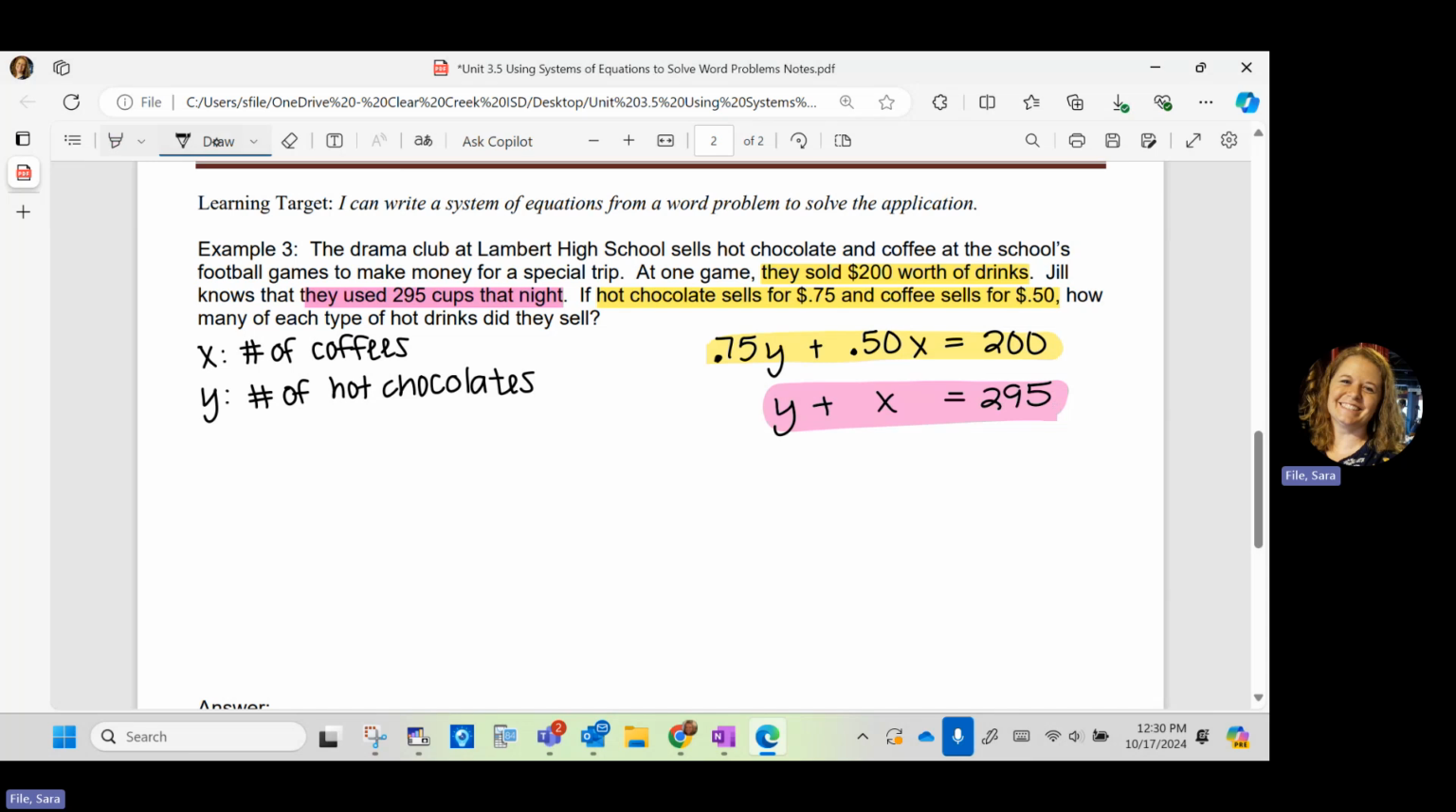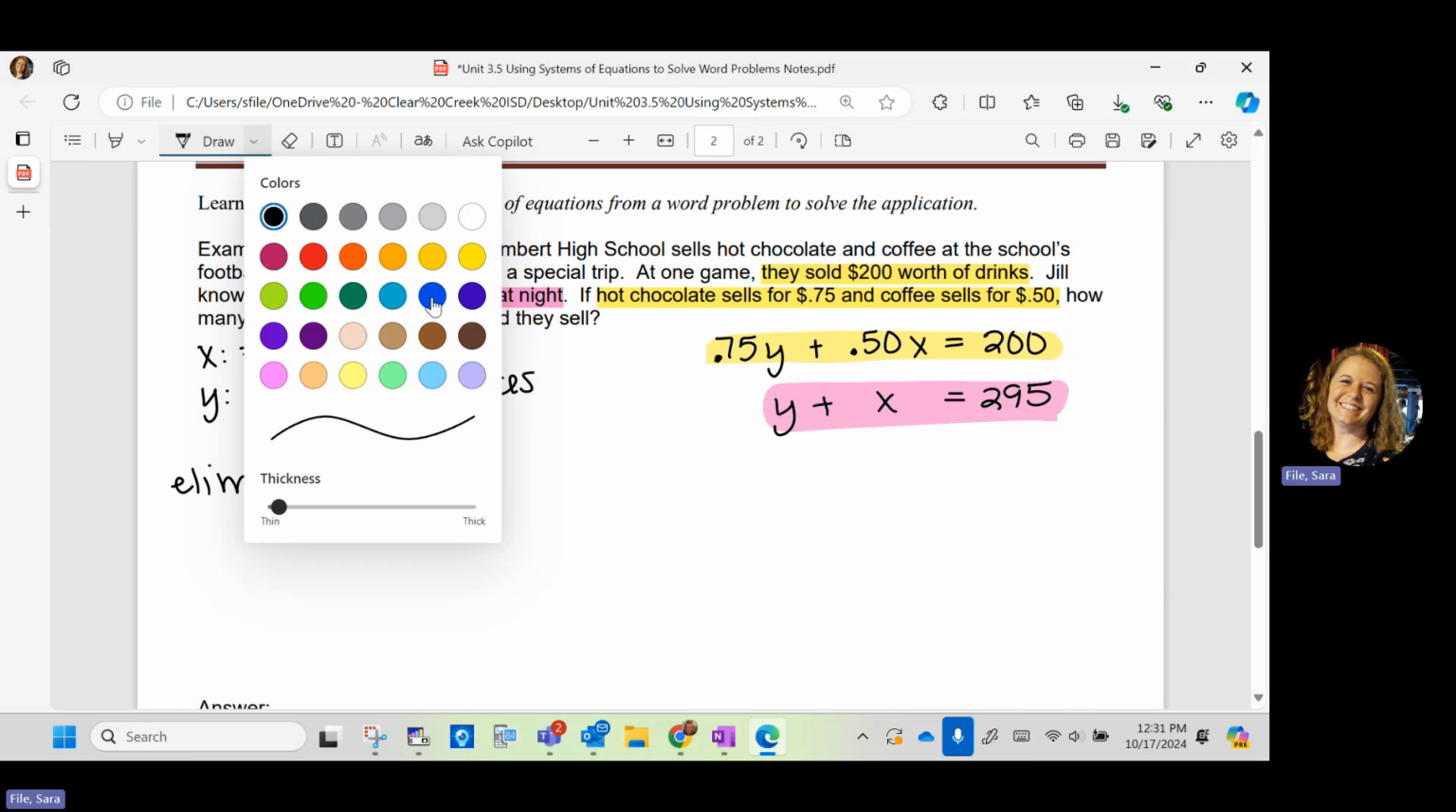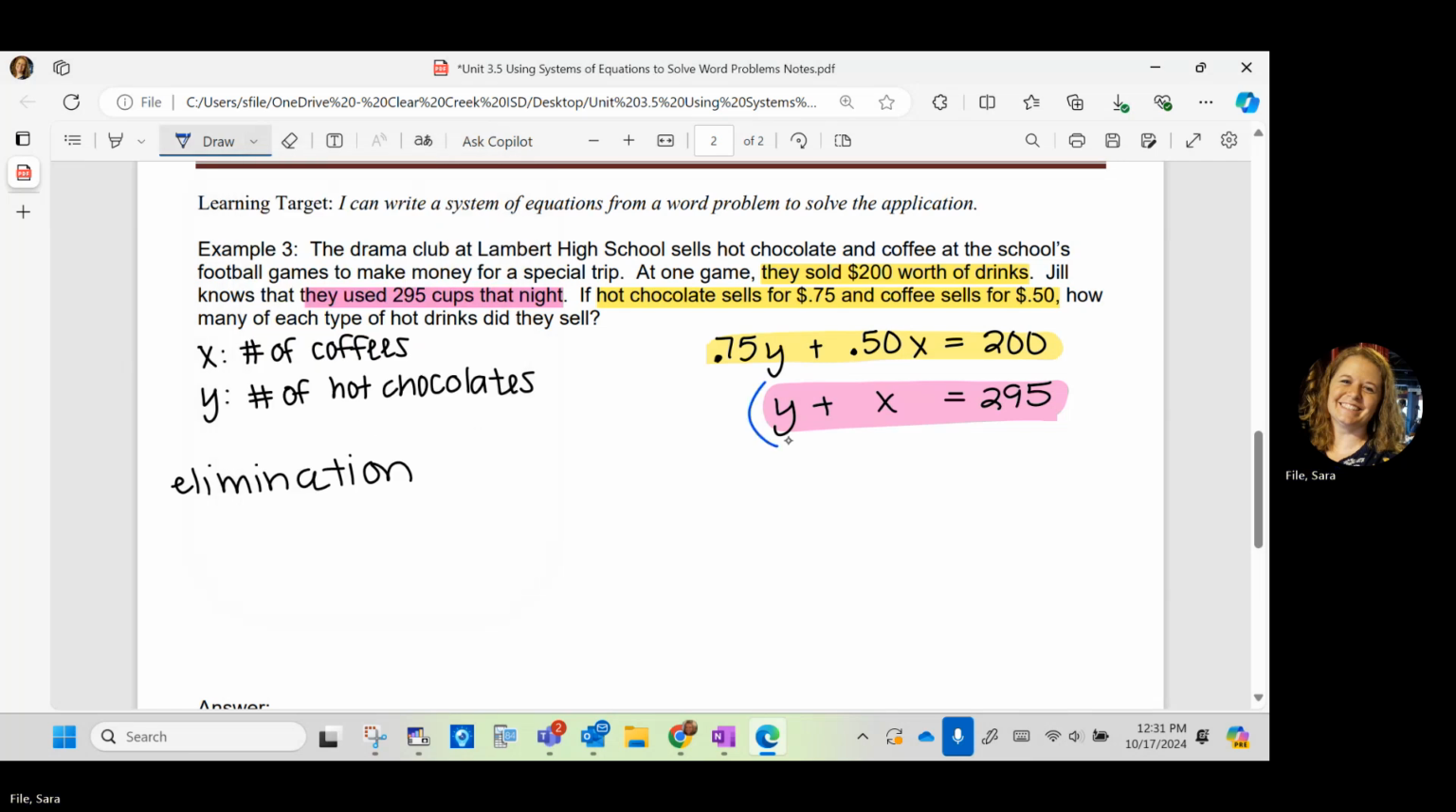Okay, now again, neither of these is set up as X equals or Y equals. So we'll probably just use elimination. Okay, so to do elimination here, I need to multiply this bottom equation by either 0.5 or 0.75. Okay, I either need to get the X's to eliminate or the Y's. It doesn't matter which one. But I also need them to be opposite signs. So I definitely have to multiply by a negative.